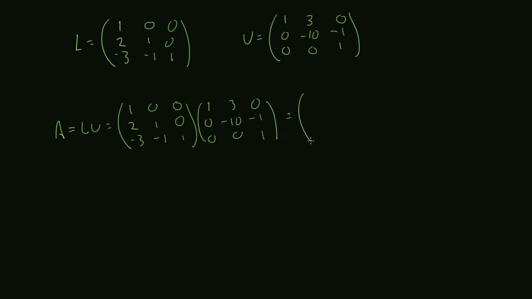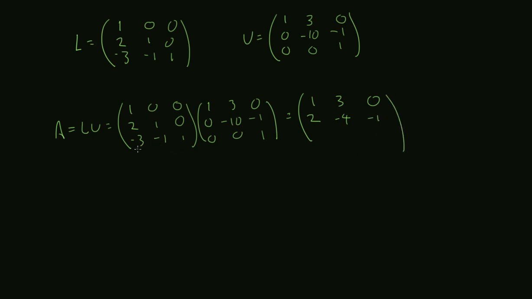Okay, so what have we got? We've got 1 times 1, so that's going to be 1. So going across and down, we've got 1 times 1, 1 times 3, and 1 times 0. Okay, so 1, 3, 0 on the top. 2 times 1 plus 1 times 0 plus 0 times 0 is 2. Second row, second column, I've got 2 times 3 is 6, plus 1 times minus 10, so that's minus 4. Second row, third column, 2 times 0, 1 times minus 1, so that's going to be minus 1.